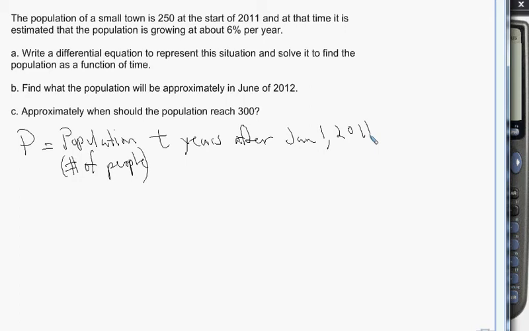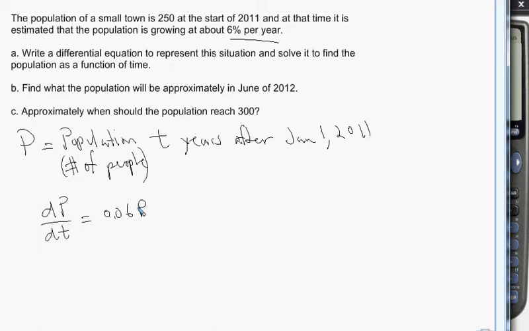So we want to write a differential equation. For a differential equation, we need a derivative, dP/dt, the rate of change of the population per year, right? Now we have 6% per year. If it's going to be dP/dt, that's the change in people per year. So the amount of people is given by P. It's 6% of the people per year, so that's 0.06 of the people. So that's going to be people per year. So that's our derivative, and that's our differential equation.